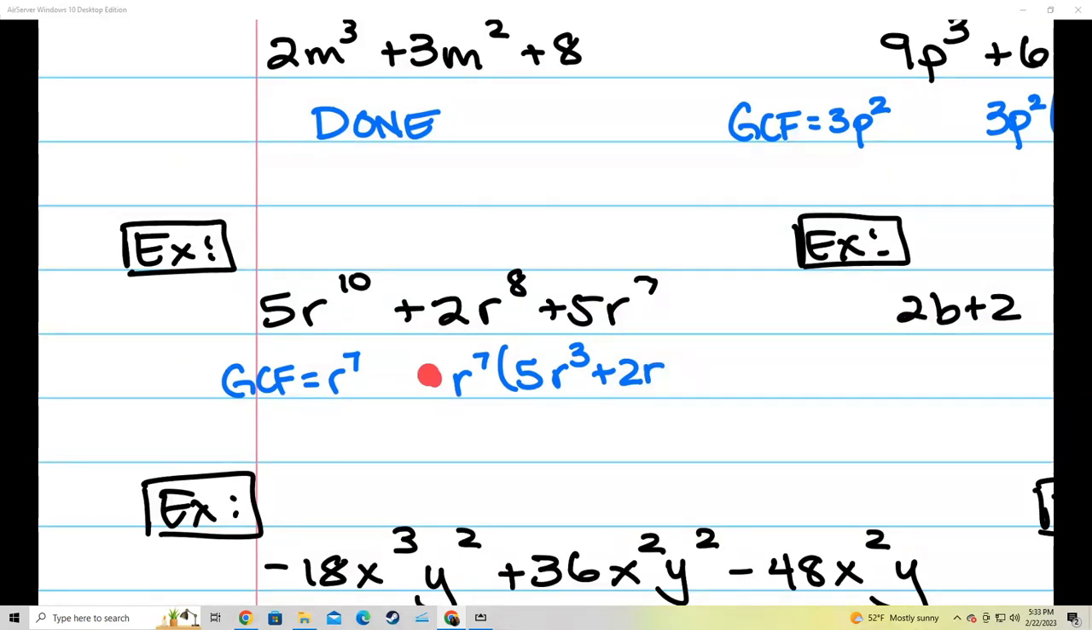Then on this one, again, I have no numbers here. I'm trying to get a 5r to the 7th. So I definitely need a 5. Because I have 7 r's here and this one has 7 r's, I don't need any more r's. So that's as far as we need to go.